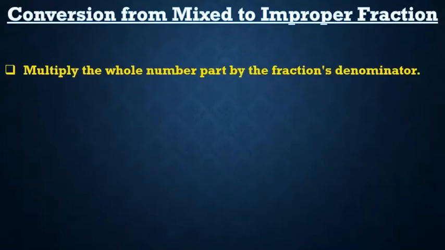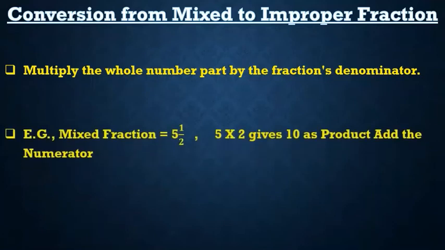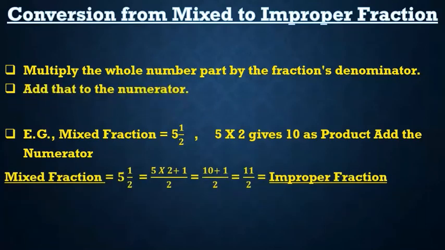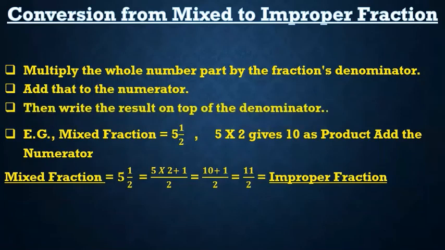Now we will learn about conversion from mixed to improper fractions. First, we'll have to multiply the whole number part by the fraction's denominator. For example, the mixed fraction is 5 1 by 2, and 5 into 2 gives 10 as the product. And now we will have to add that to the numerator and then write the result on top of the denominator.